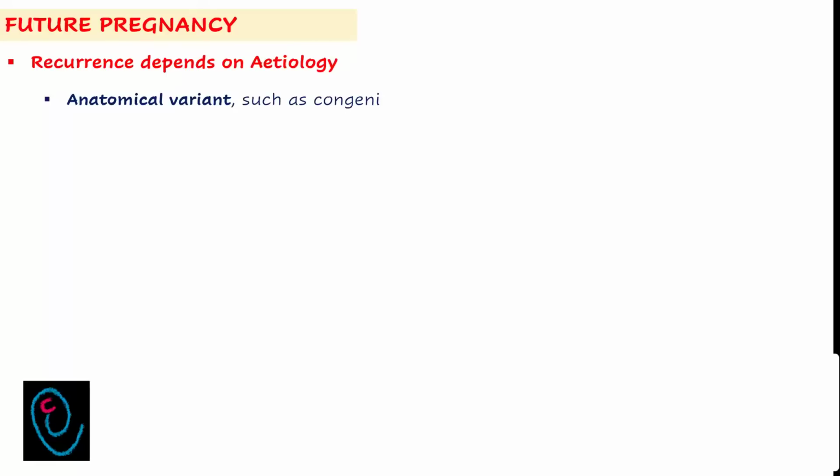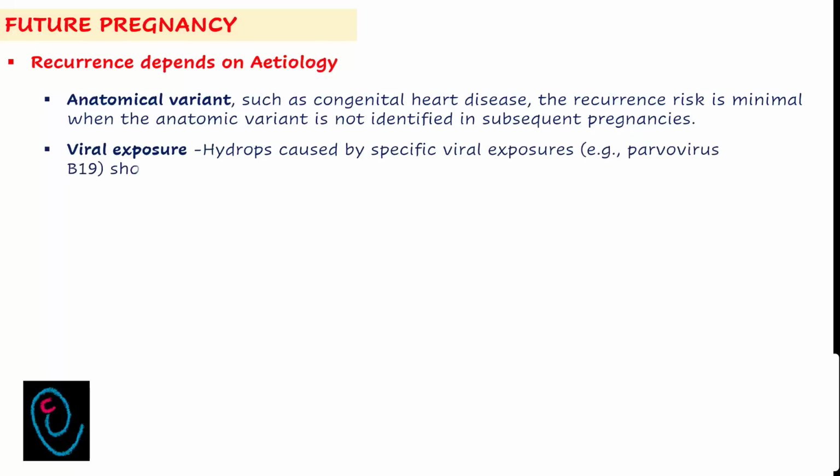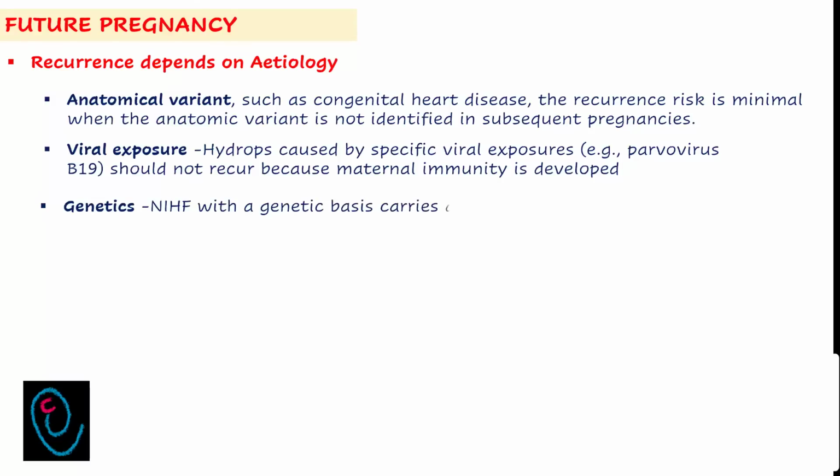In subsequent pregnancy, the risk of recurrence of non-immune hydrops depends on the underlying etiology. If it was related to an anatomic variant, such as congenital heart disease, the recurrence is minimal when the anatomic variant is not identified in the subsequent pregnancy. Hydrops related to specific viral infections such as parvovirus B19 should not recur because the mother will develop immunity. However, for non-immune hydrops associated with genetic abnormality, the risk of recurrence can be high.